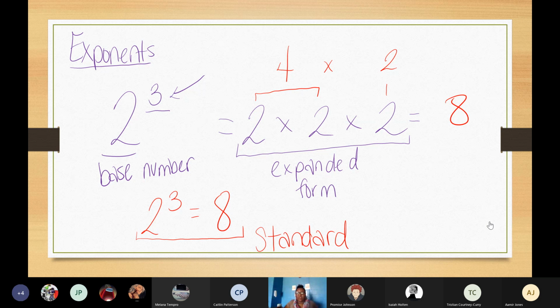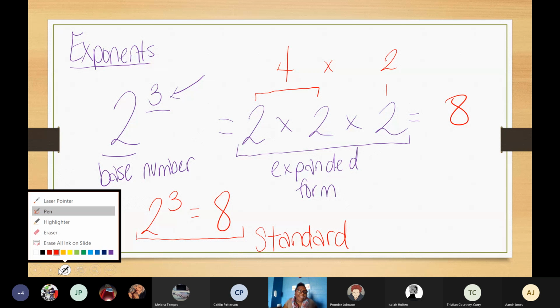Get some time to finish writing this down if you haven't. If I go too fast, remember this lesson is being recorded, so feel free to go back and watch it over again. So there's some things we need to understand here when we're writing exponents.